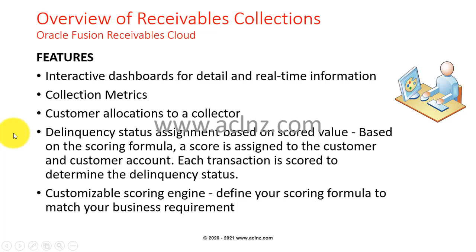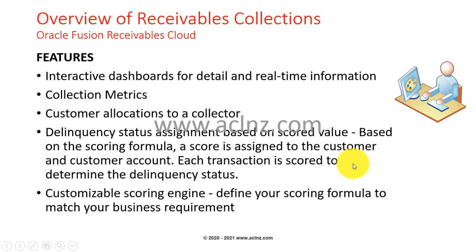Okay, so let's switch to Fusion Applications Cloud for collections, and I'm going to show you this interactive dashboard for detailed and real-time information. We'll also look at the collections metrics and customer allocations to a collector. We'll also look at delinquency status assignment based on scored value. Based on a preset scoring formula, a score can be assigned to the customer and customer account, and each transaction is scored to determine the delinquency status.